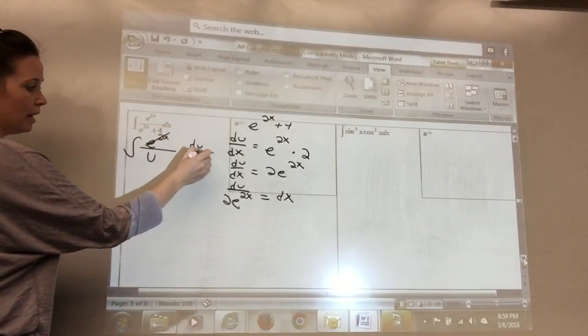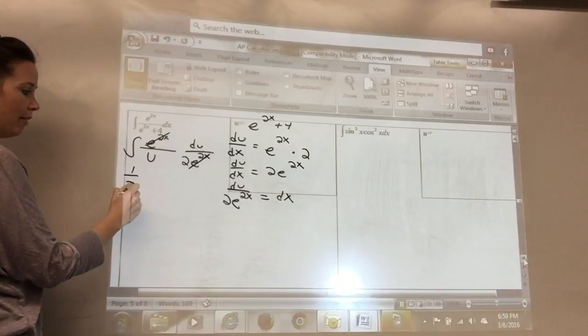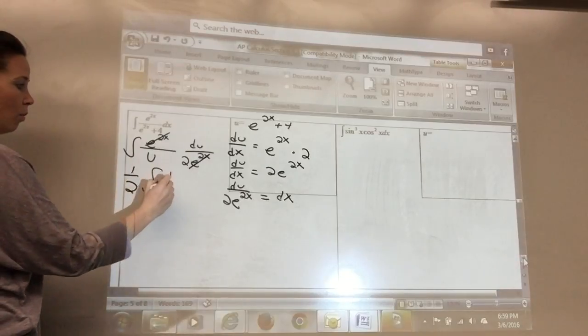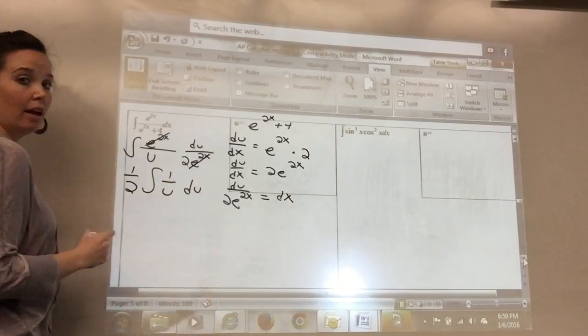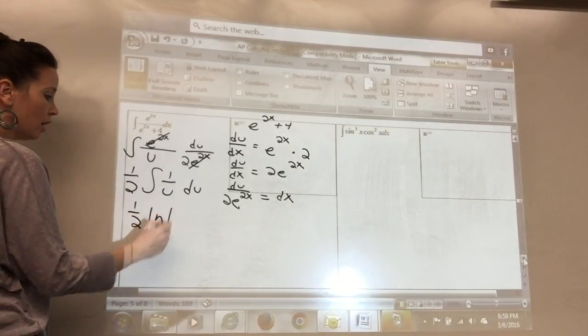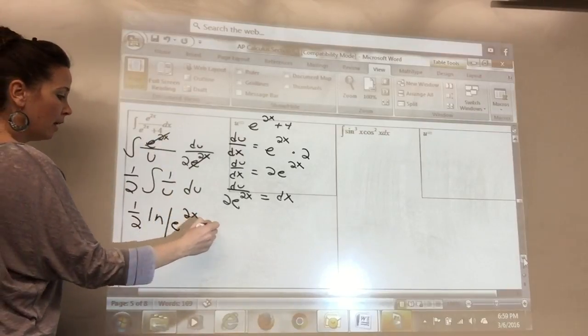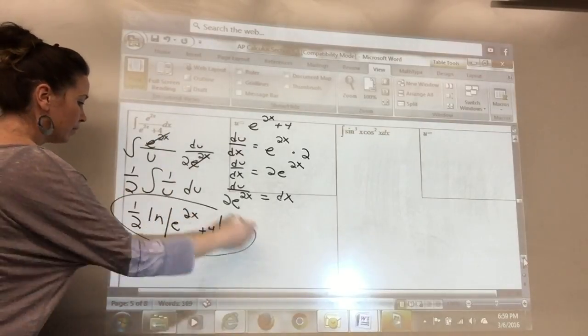E to the 2x, e to the 2x reduces. The 2 here will pull through as a 1/2, and I'll be integrating a simple 1 over u du. And that's a lot better how that worked out. So I have my 1/2, natural log of the absolute value of u. If you don't mind, I'll just sub that in right now and add my c. And there's my answer.